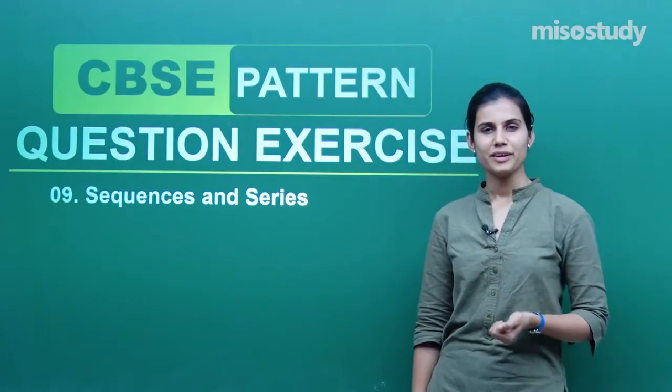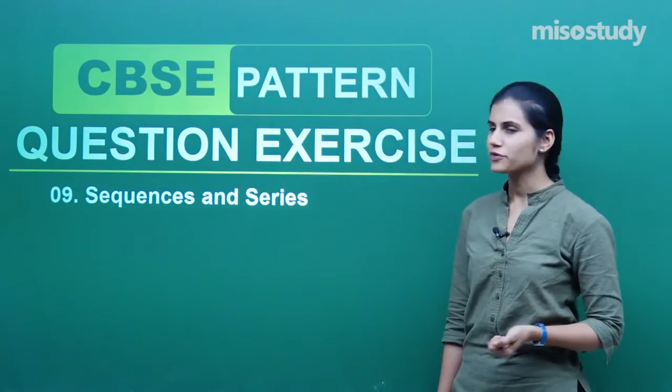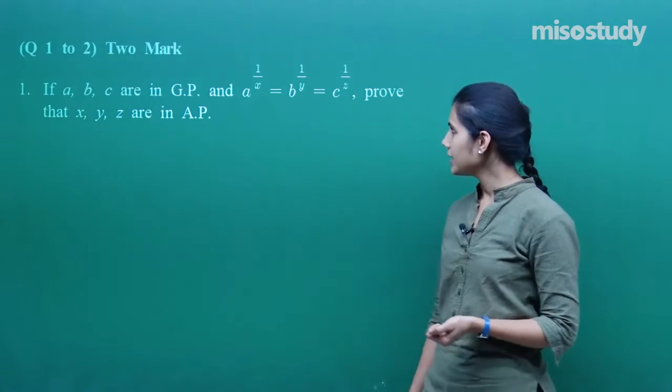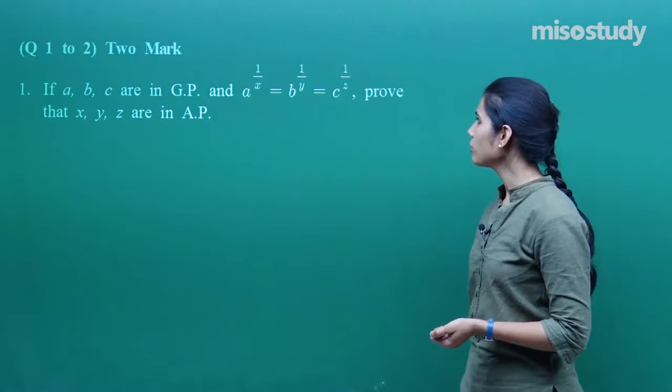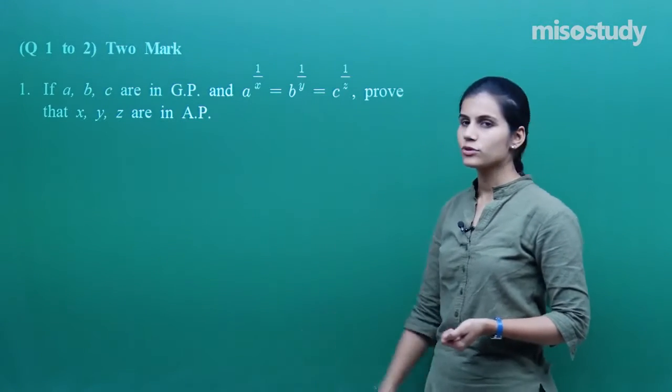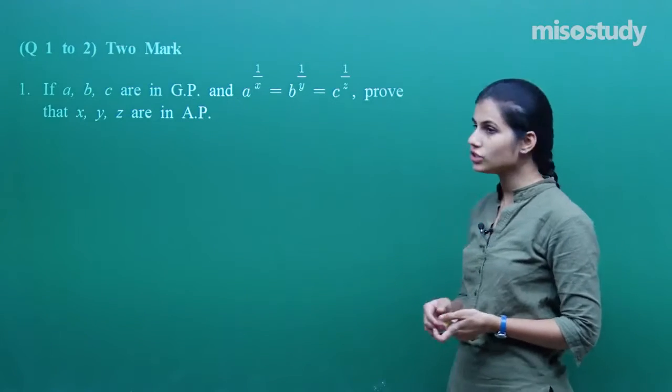Hello everybody. Well, let's begin our discussion over the questions from sequences and series. If a, b, c are in GP and a to the power 1 by x equals b to the power 1 by y equals c to the power 1 by z, prove that these x, y and z quantities written over here are actually in AP.